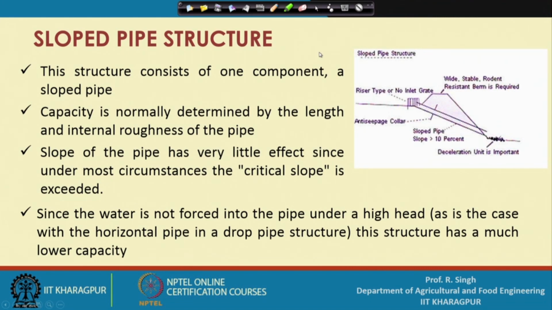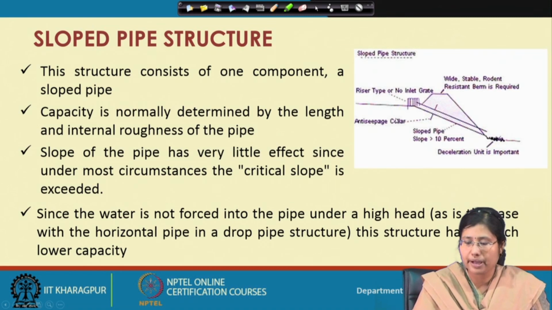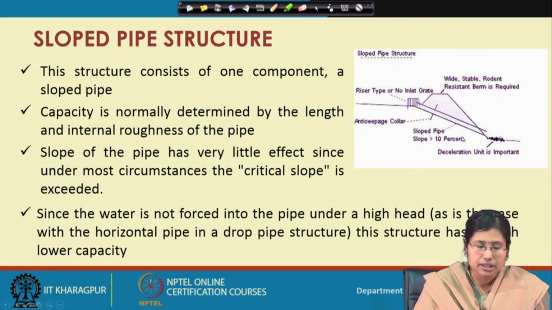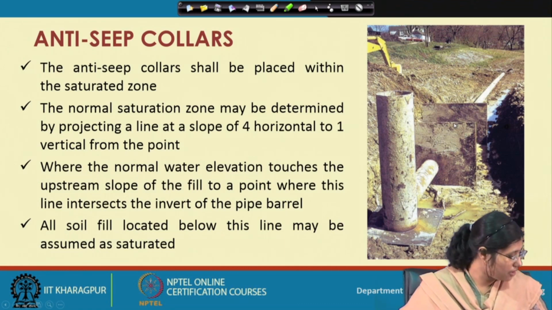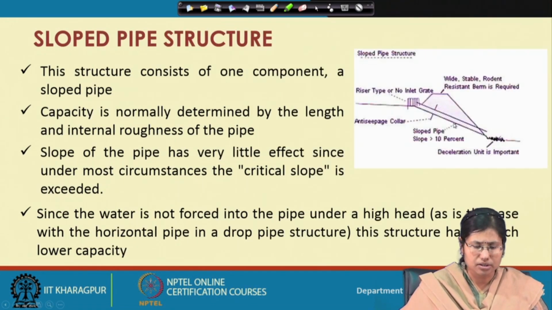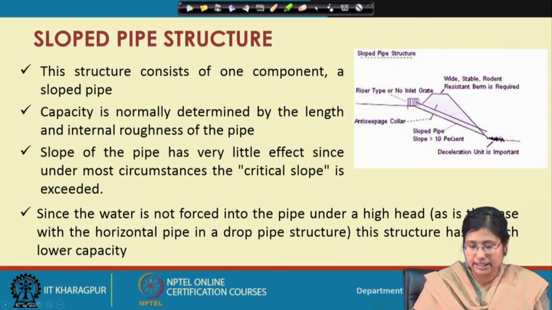Now, coming to the second kind of structure, the sloped pipe structure. This structure consists of only one component, the sloped pipe, and the capacity is normally determined by the length and internal roughness of the pipe. That basically controls the capacity of this sloped structure, and the slope of the pipe has very little effect, since under most circumstances the critical slope is exceeded.